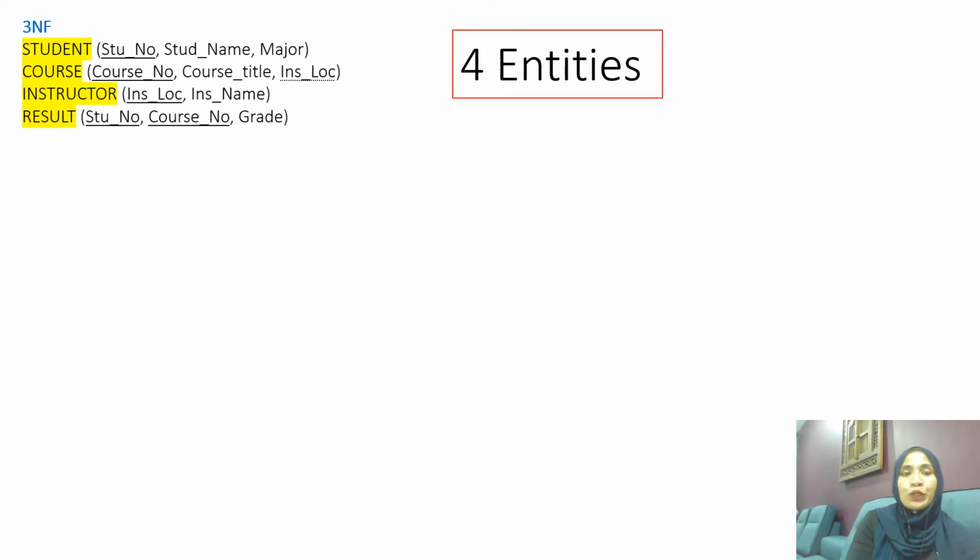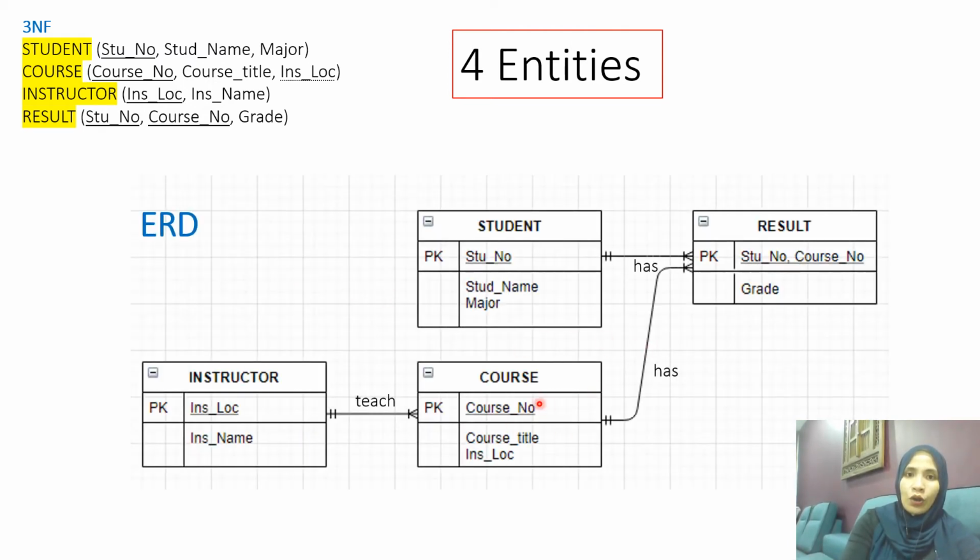Now we want to draw the ERD from the third normal form. We can see that in our third normal form, we have 4 tables, which are student, course, instructor, and result. From the third normal form, when we draw the ERD, we can say that one student can have many results, and one course can have many results of the students. And how about the instructor? One instructor can teach many courses.